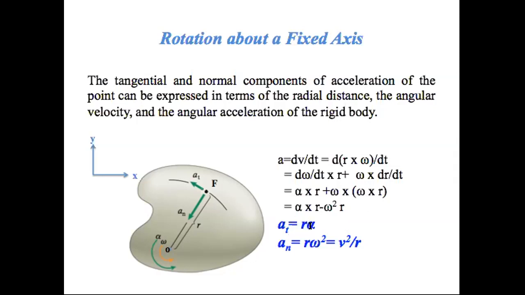Alpha cross r has the same sense of direction as the linear velocity. Therefore, it is the tangent acceleration as we learned about before. And omega squared r has the opposite direction as the position vector r. Therefore, it points in the normal direction and it is the normal acceleration component.